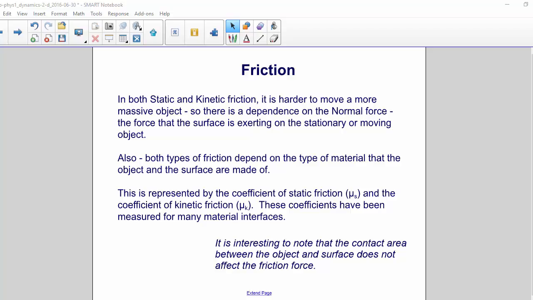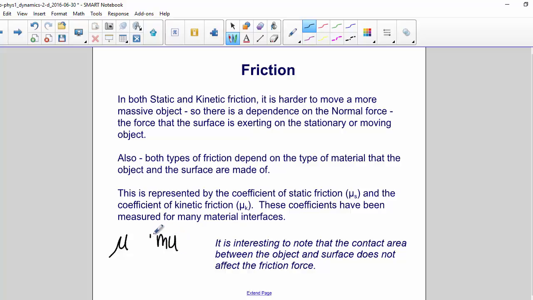Also, both types of friction depend on the type of material that the object and the surface are made of. So this is represented by the coefficient of static friction and the coefficient of kinetic friction. These coefficients have been measured for many materials. The coefficient is represented by the letter mu, pronounced mu. And we put a K for kinetic friction and an S for static friction.